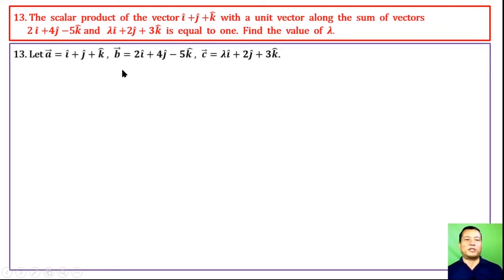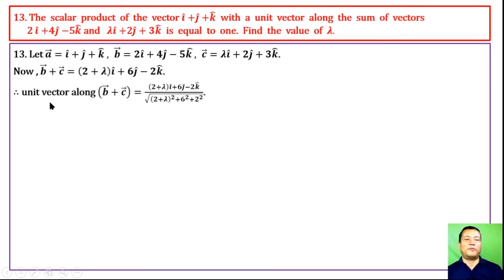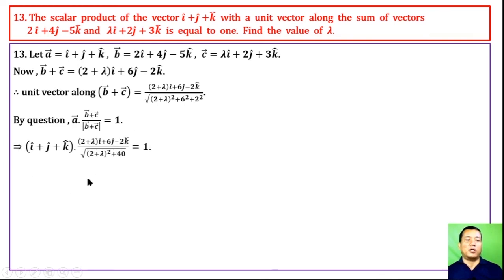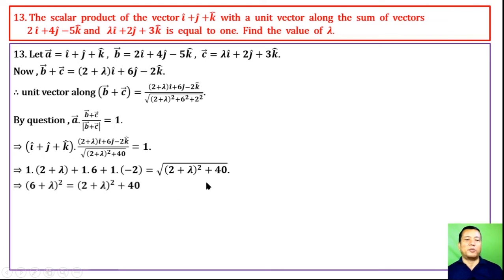Let A denote the first vector, B the second vector, C the third vector. Then B plus C is equal to this. And the unit vector along B plus C is B plus C divided by its magnitude. We get this. By the question, A dot this vector is given as 1. In the scalar product, putting the values, the i coefficient, plus the j coefficient, plus the k coefficient equals 1. Cross multiplying and squaring both sides, we get this, and the value of lambda is 1. So the value of lambda is 1.